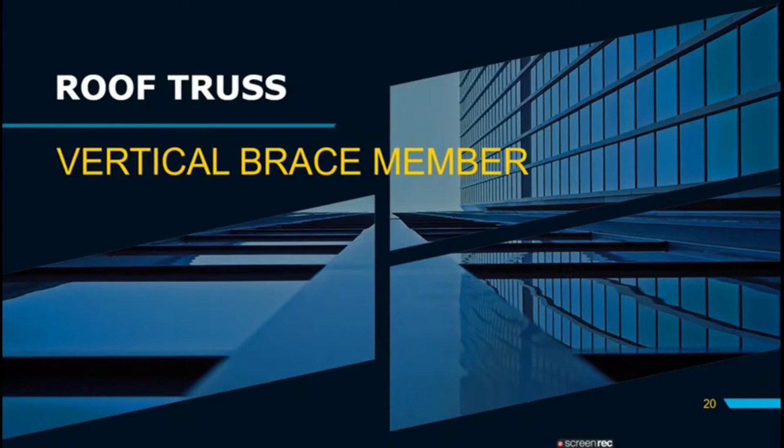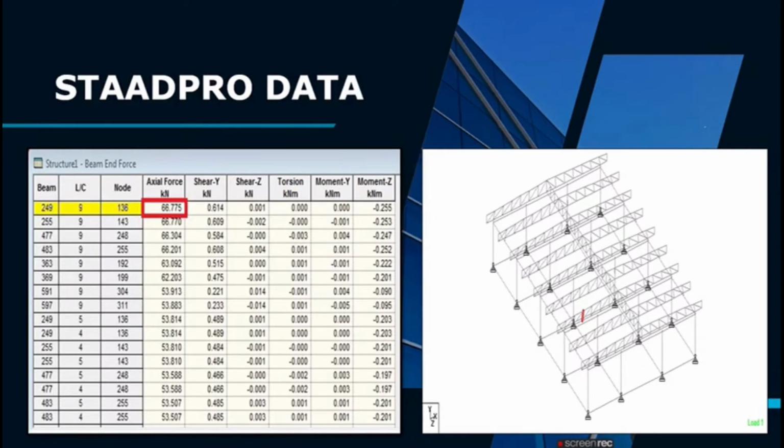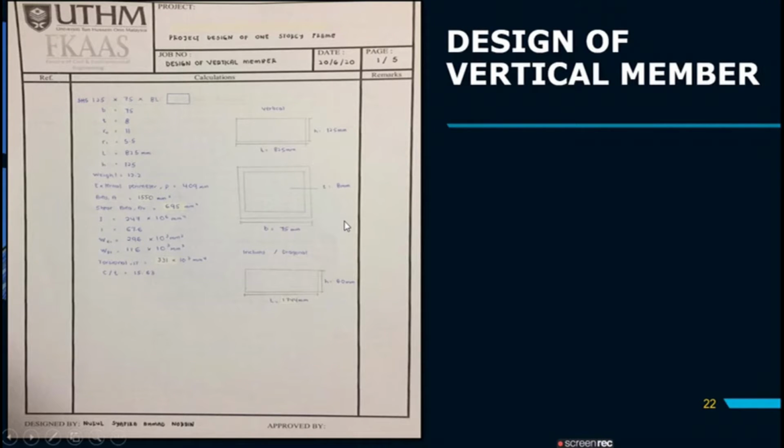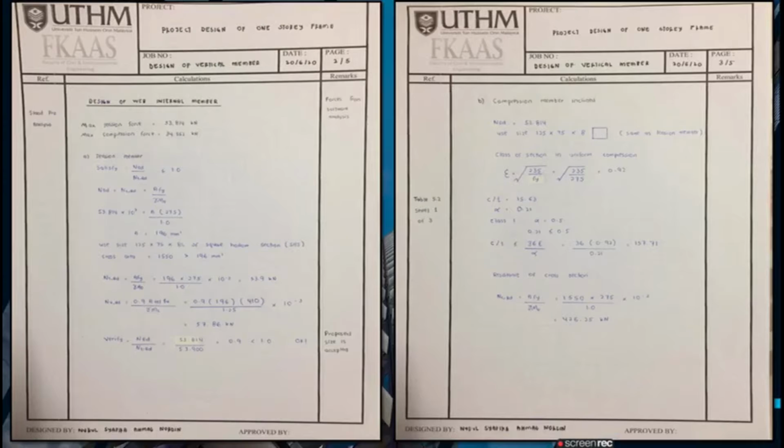Nur Syafika binti Ahmad Nuruddin, and I want to talk about the roof truss, which is the vertical brace member. Firstly, this is the set of data that we get. The axial force for the vertical member is 66.77, and this is an example of a vertical member at the roof. To design a vertical member, I use this specification to calculate the vertical design member.